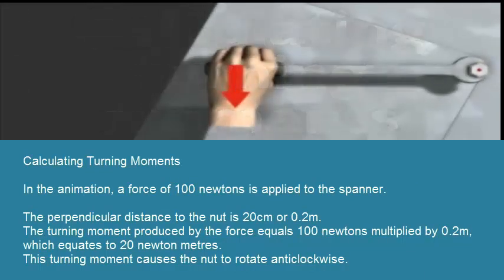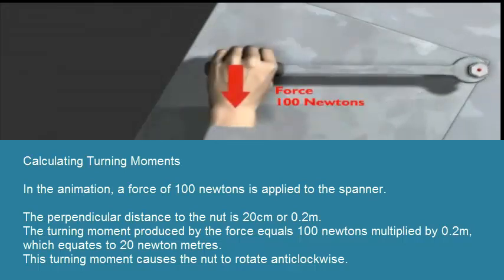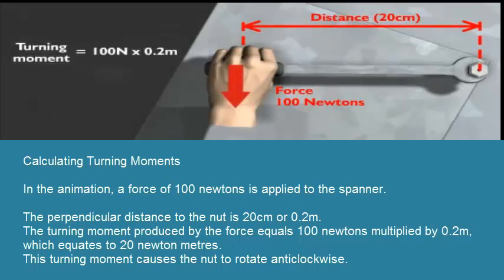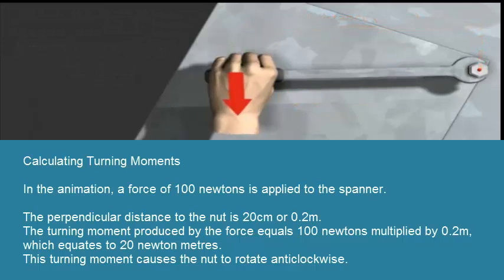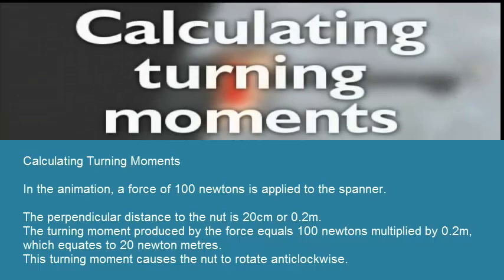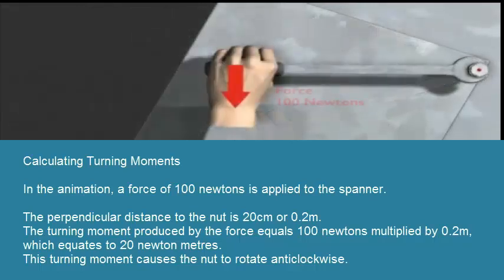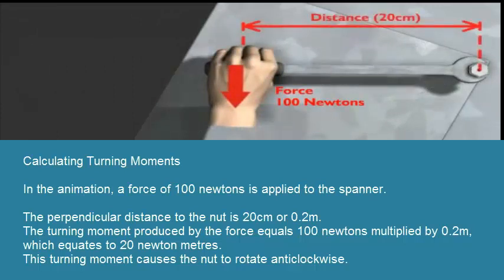Calculating turning moments. In the animation, a force of 100 newtons is applied to the spanner. The perpendicular distance to the nut is 20 centimeters or 0.2 meters. The turning moment produced by the force equals 100 newtons multiplied by 0.2 meters, which equates to 20 newton meters. This turning moment causes the nut to rotate anti-clockwise.